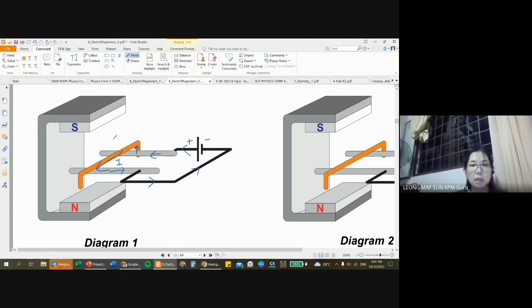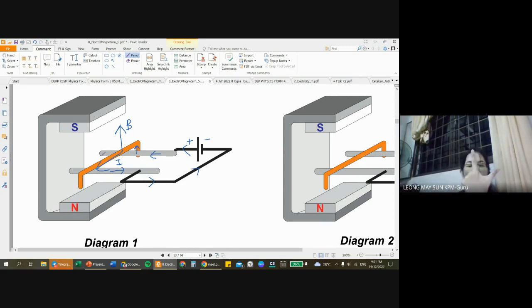Number two, determine the direction of the magnetic field, the permanent magnetic field. My permanent magnetic field is from north towards south. So I'm going to draw my B upwards like this. Okay, so using your Fleming left hand rule, magnetic field first, magnetic field pointing upwards. The middle finger represents the current, I. So over here, you would see that the current is pointing outwards.